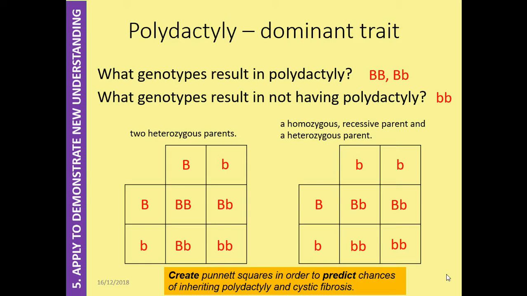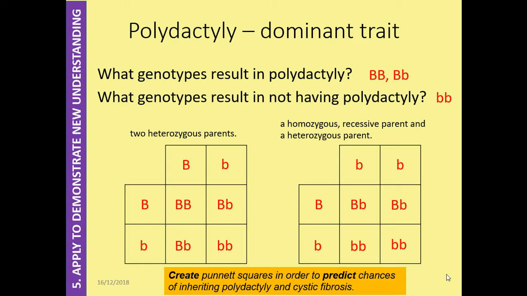Let's look at the Punnett square on the right. Here we've got a homozygous recessive parent at the top and a heterozygous parent on the side. So we've matched it up again, and this time we've got two combinations of the offspring that are big B, little b. So I would circle those two genotypes that are big B, little b, and I would write next to it 50% chance of polydactyly.